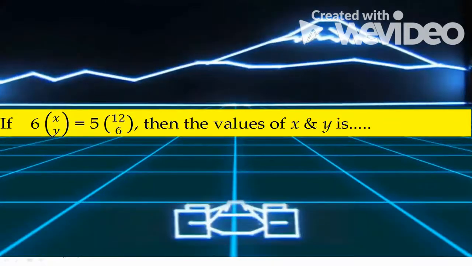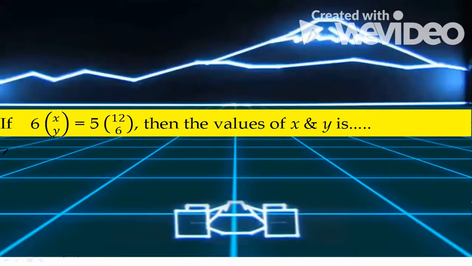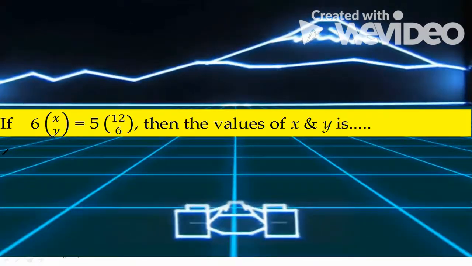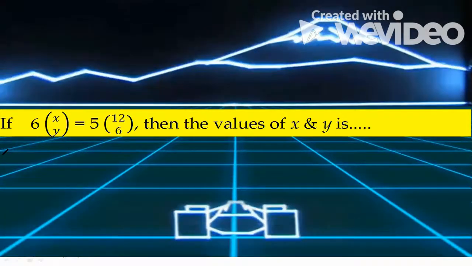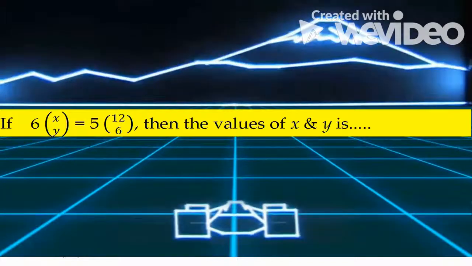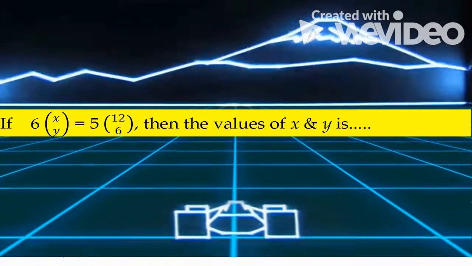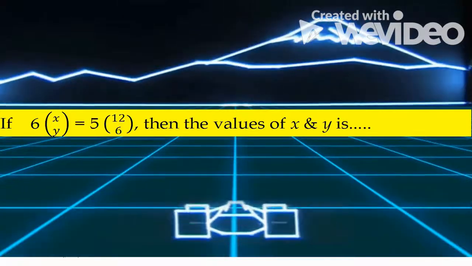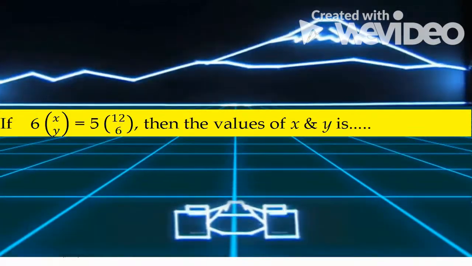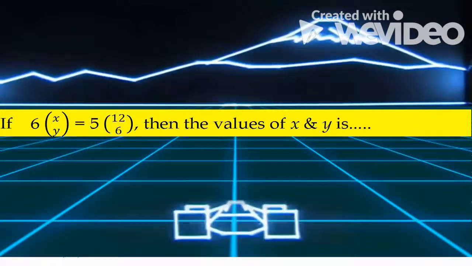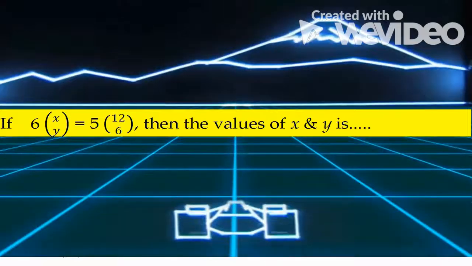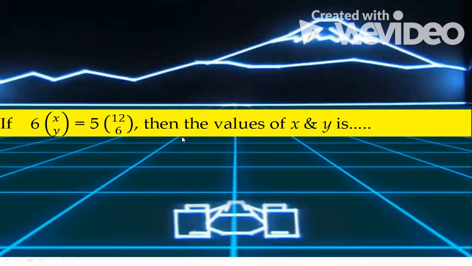All right, so this is matrices. As you can see, these are called equal matrices, and we have a scalar multiplied by a matrix. The scalars are 6 and 5.